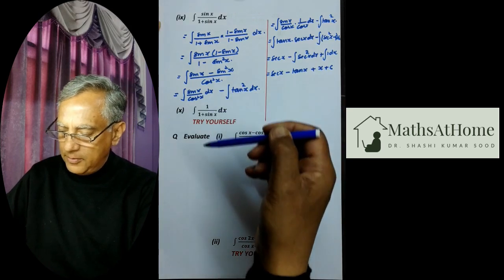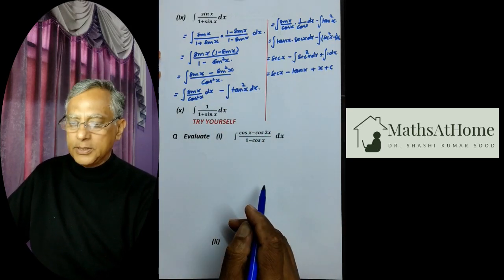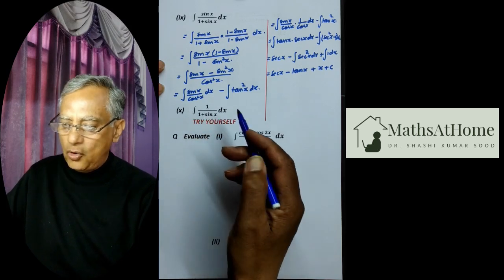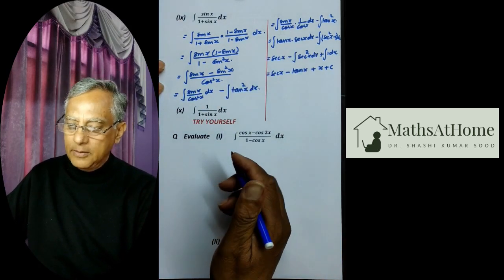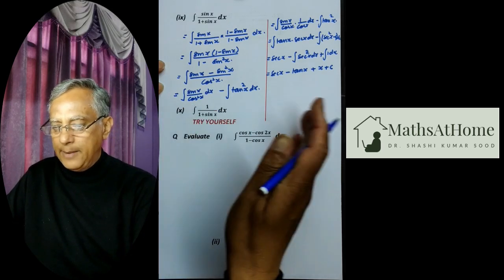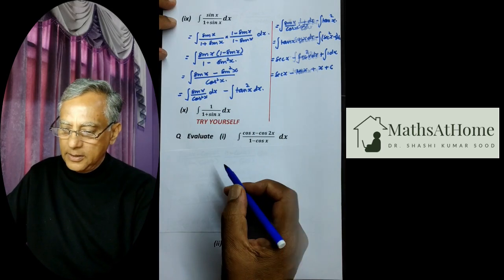And similarly we will proceed in other questions. Now this you can try yourself on similar lines. Multiply and divide by 1 minus sin x and separate into two integrals.